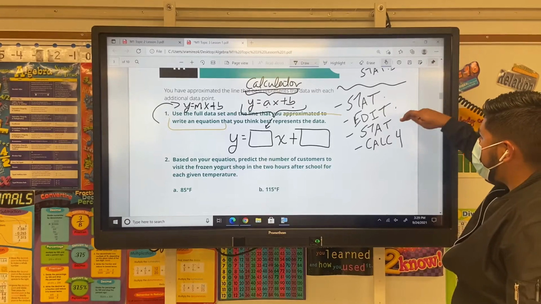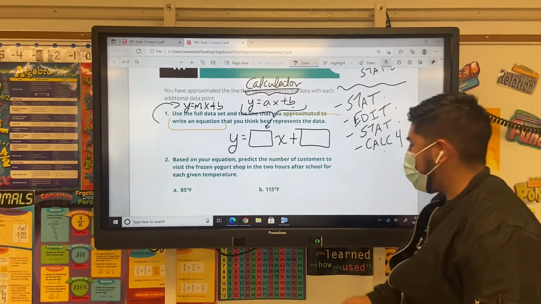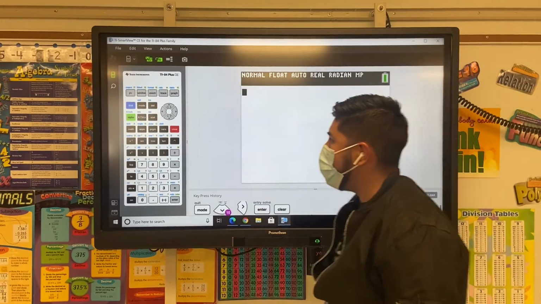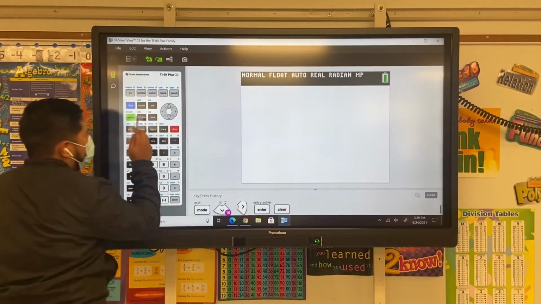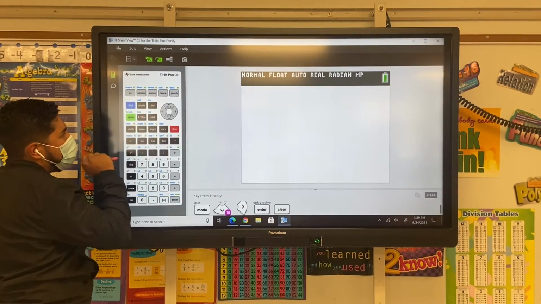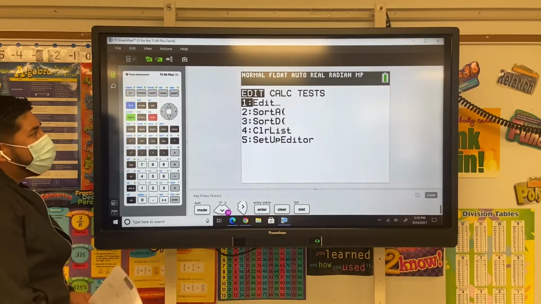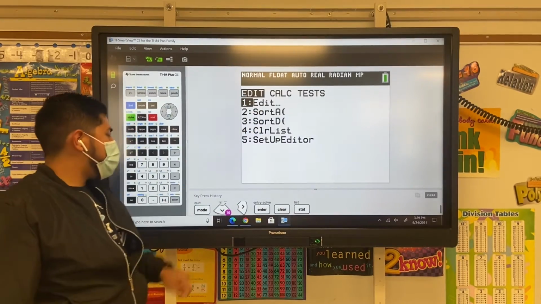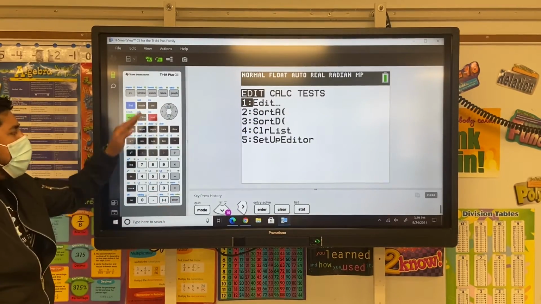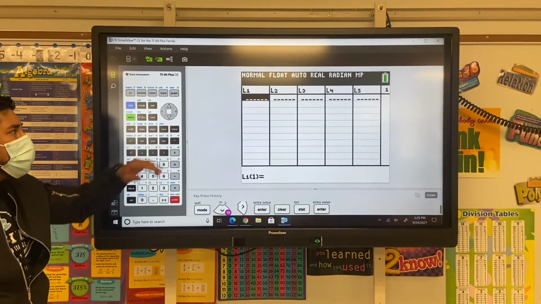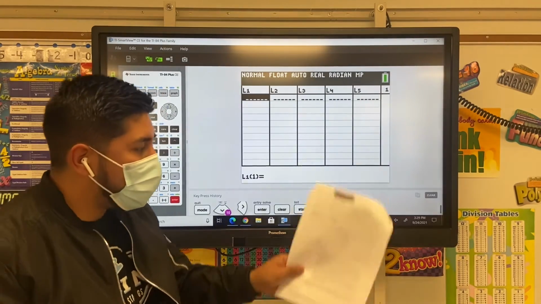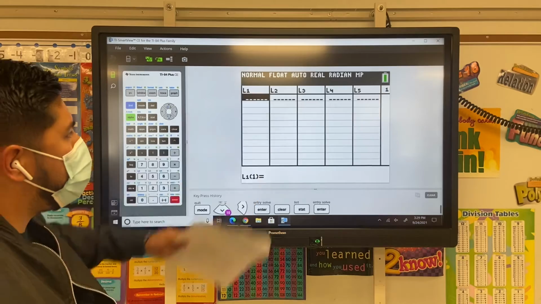Stat edit, stat calc 4. Check it out. Stat button's right here next to alpha. Click it. Edit is the first button, so I'm going to click enter. So stat edit is enter. We have a table. Filling out this table in our calculator.